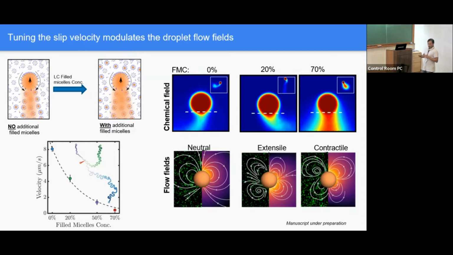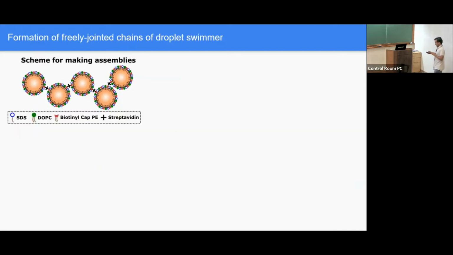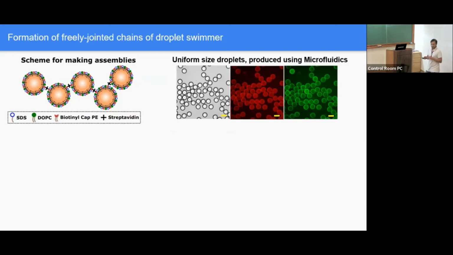So now I'm going to show you the formation of uniform polymer chains by using such a microswimmer system. Since we want to form these uniform chains, we need to have uniform size droplets. So we use a microfluidic technique to generate uniform size droplets, which can be seen here from this bright field microscopy image, that all the droplets are uniform in size.